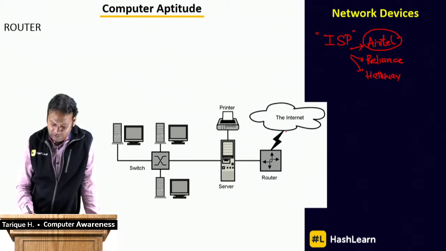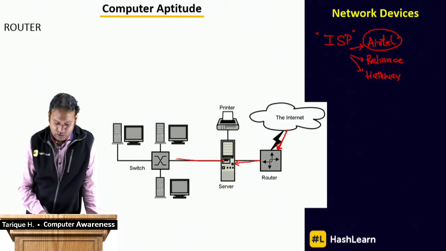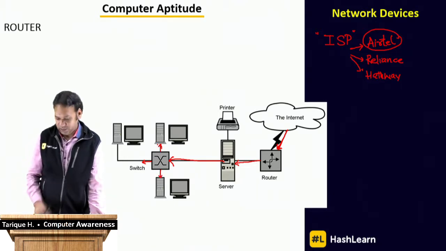So from the internet, information comes to the router. Router is a very intelligent device. It knows everything about where the packet has to be sent, and according to that, the packet will be sent to the destination computer, to a server. From the server, it will go to a switch, and from switch it will go to different computers as the destination address. That's how a router works.